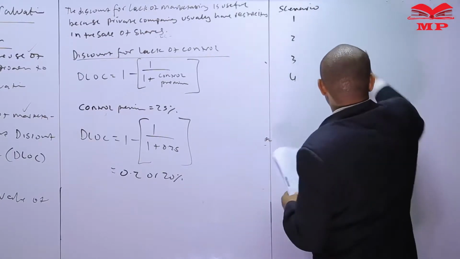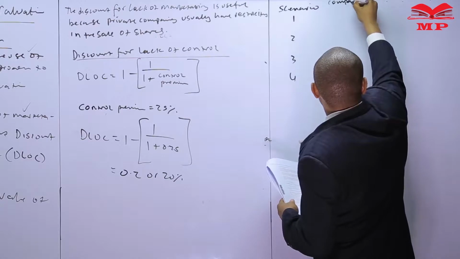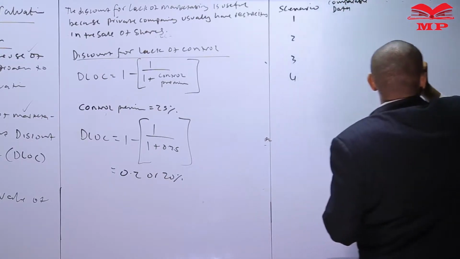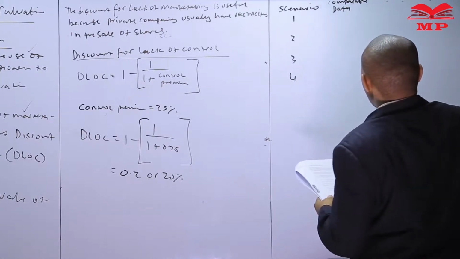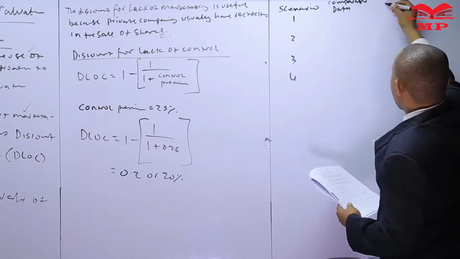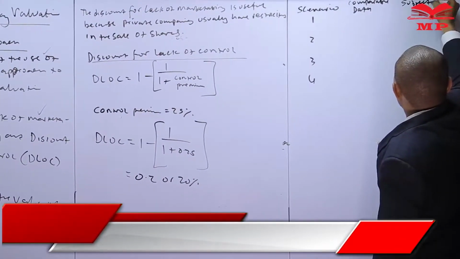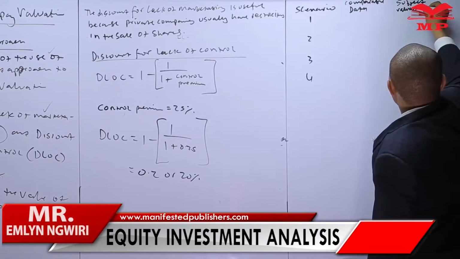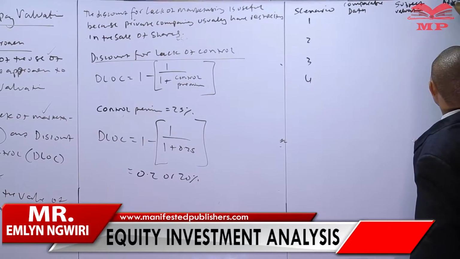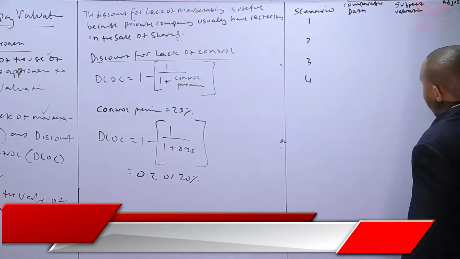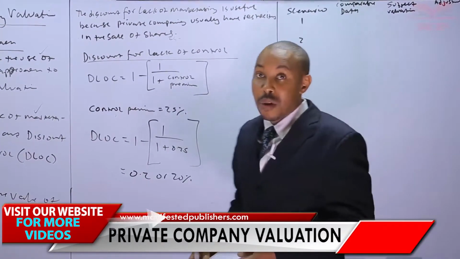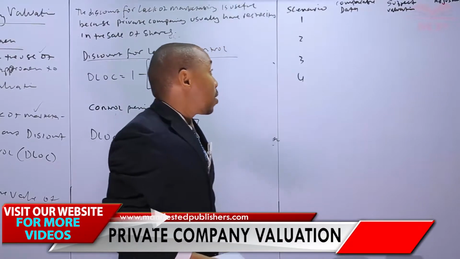Then we have comparable data. Are we comparing the subject property or are we using comparable data? Once we have the comparable data, on this other side we have subject valuation. Then we have another column over here, adjustments. And these adjustments are important for comparable company data for the control there.